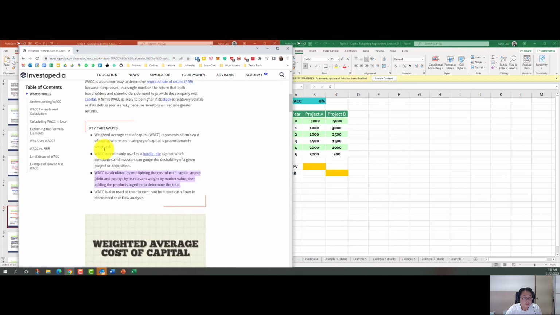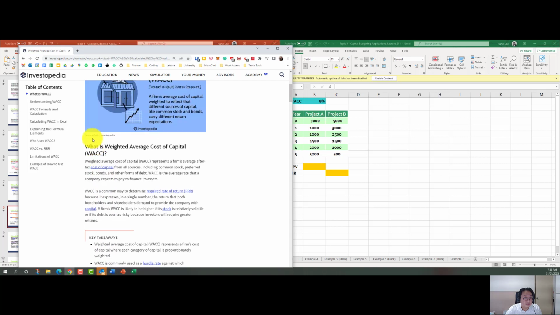Okay, so this is weighted average cost of capital. A firm's average after-tax cost of capital from all sources, including stock, bonds, and other forms of debt. Average rate that a company expects to pay to finance its assets. Okay, a common way to determine the required rate of return, because it expresses in a single number the return that both bondholders and shareholders demand to provide the company with capital.